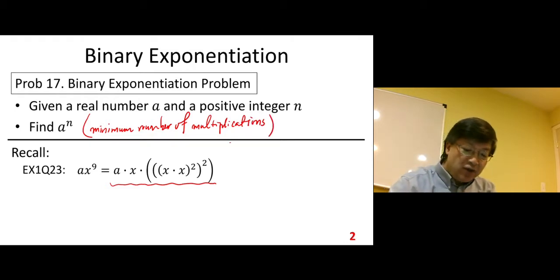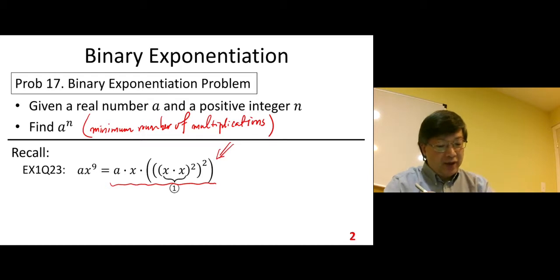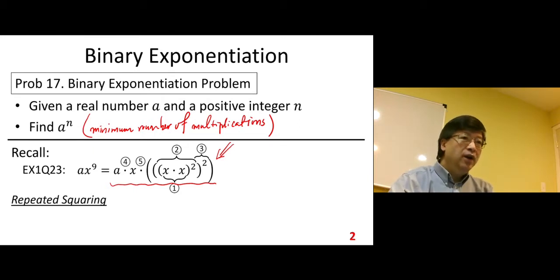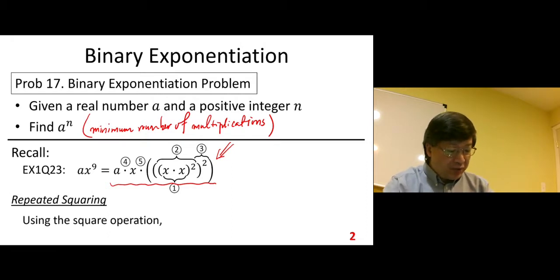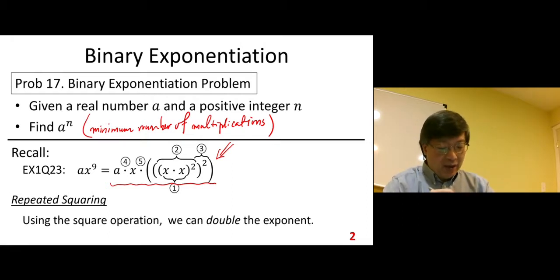So here you can see in this special way, let's count. Number 1, multiplication. Then square, number 2. Another square, number 3. Then number 4, number 5. So the answer is 5. Here we use a special technique called repeated squaring. I mentioned that in class before. Using the square operation, we can double the exponent.